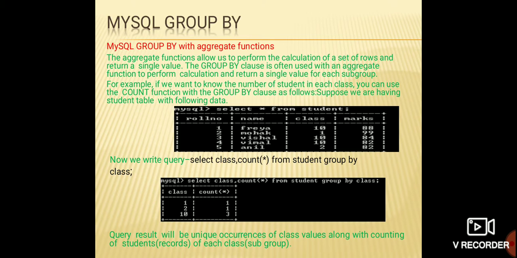you can see the explanation also here. The aggregate function allows us to perform a calculation on a set of rows and return a single value. The group by clause is often used with an aggregate function to perform calculation and return a single value for such subgroups. You can see here.